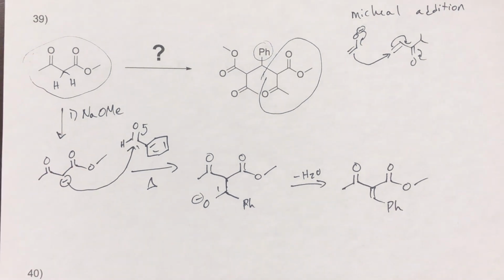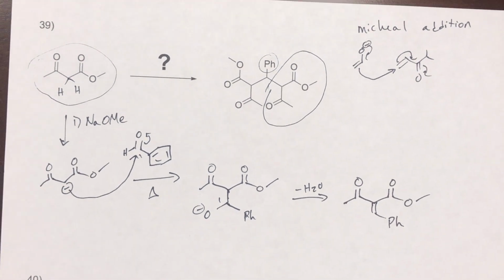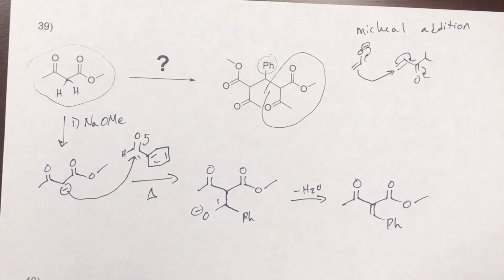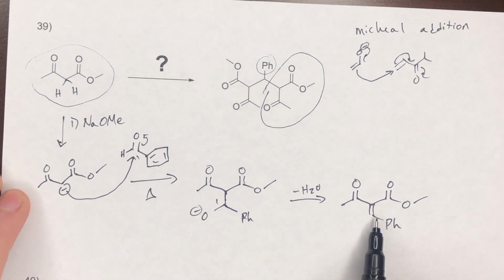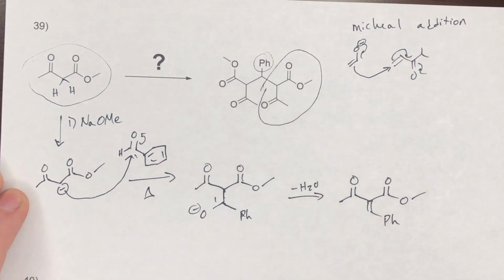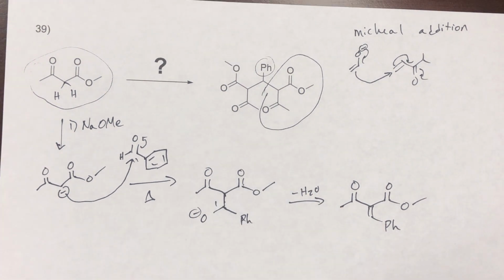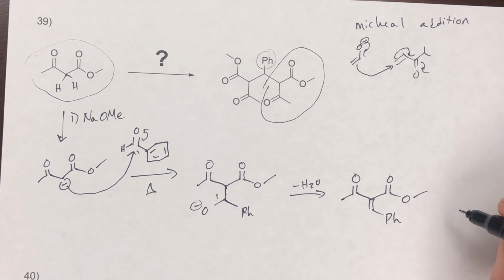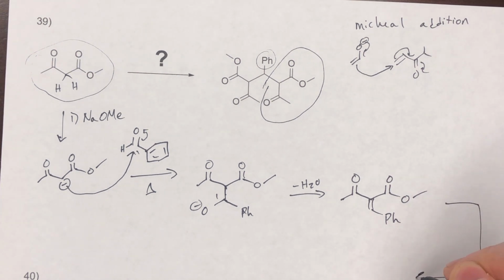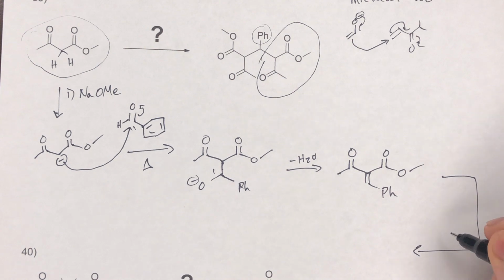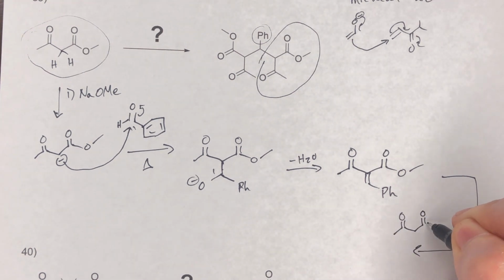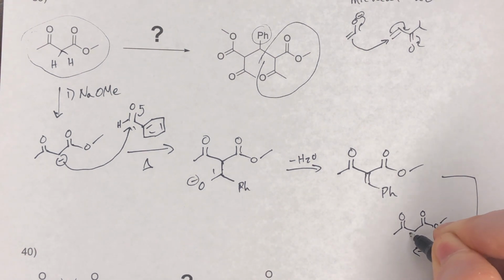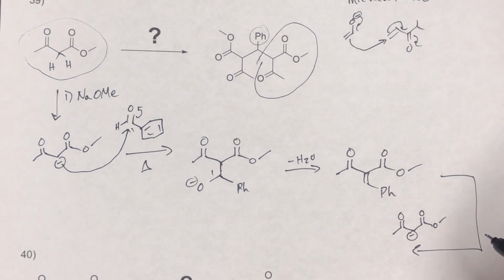And now, hopefully, it becomes clear why I talked about the Michael addition, and this was the real key to this question. Because now, if we add another equivalent of this thing, it's going to add to this more electrophilic carbon, and then that will, in turn, create this ending structure. So what we need, I'll draw it down this way. I think that gives us a little bit more space here. So what we need is another equivalent of the starting material. But what we really need is this.